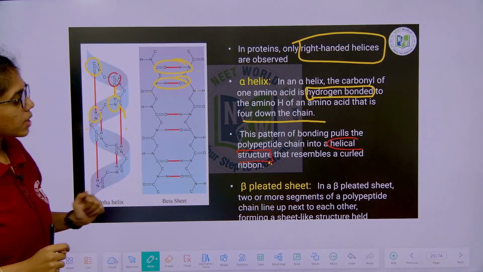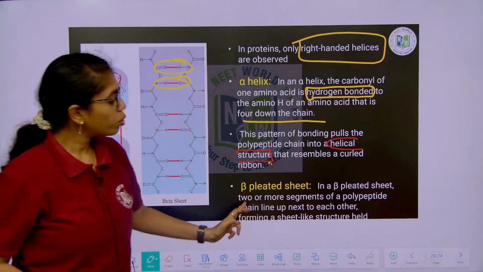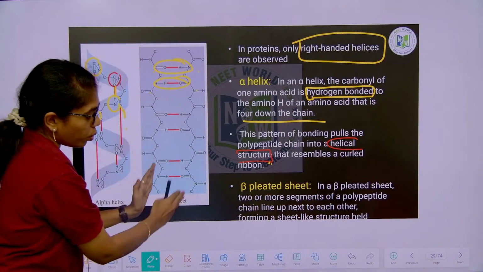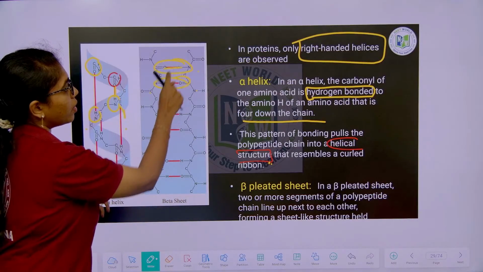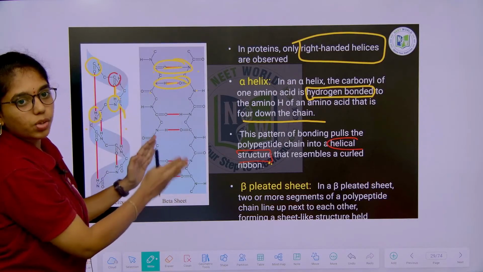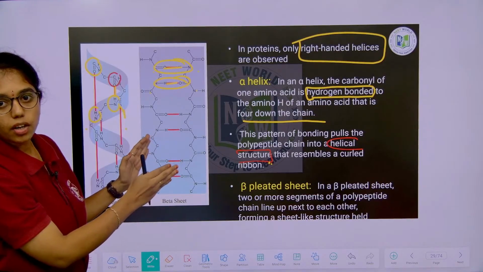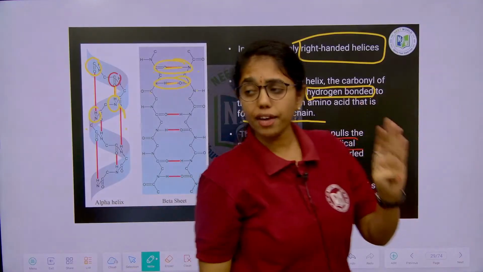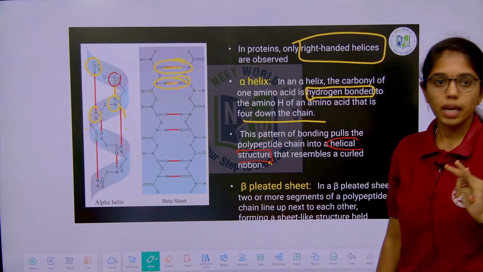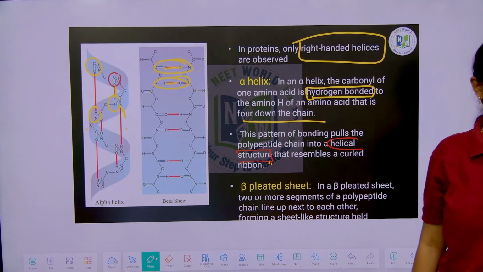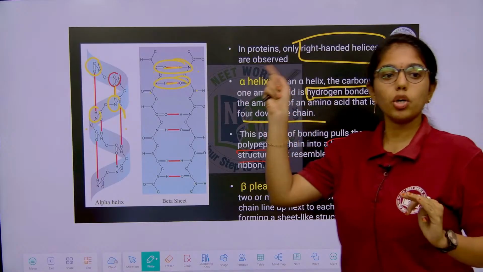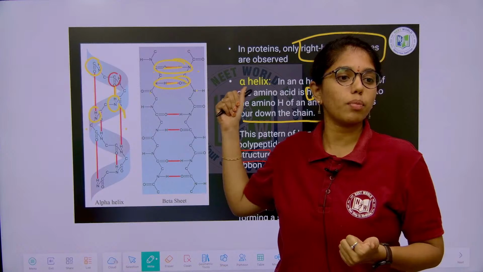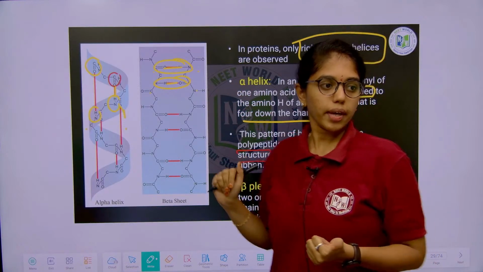Now, beta pleated sheets: 2 or more segments of the polypeptide chain line up next to each other and they resemble what? A sheet-like structure. That is why they are known as beta pleated sheets. Clear on alpha helix and beta pleated sheets? Everybody, secondary structure is clear, no? So in primary structure you can see only peptide bond. Here along with that, what is there? Hydrogen bond is also present. Okay. Next.